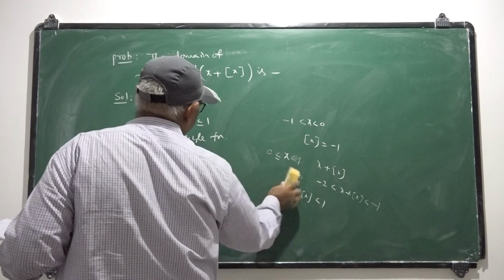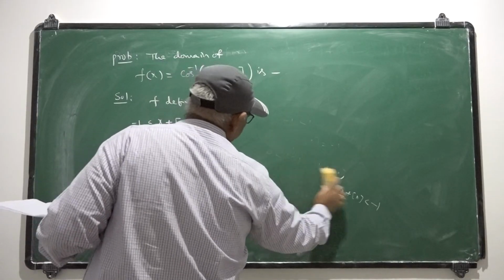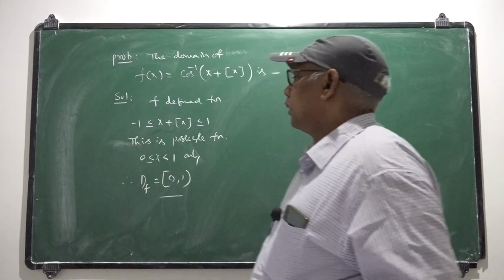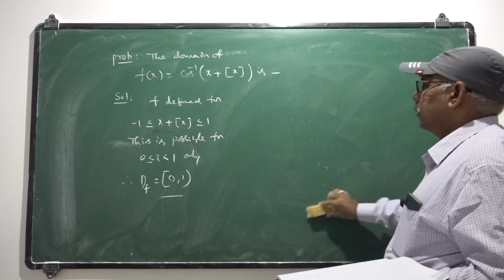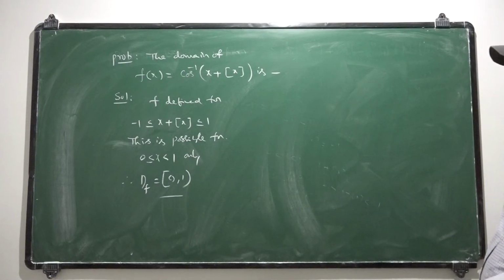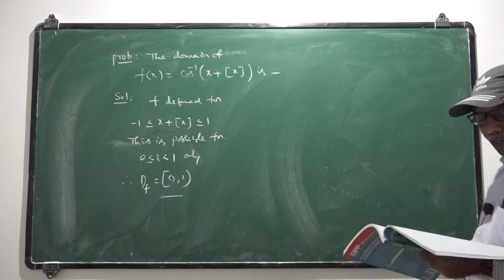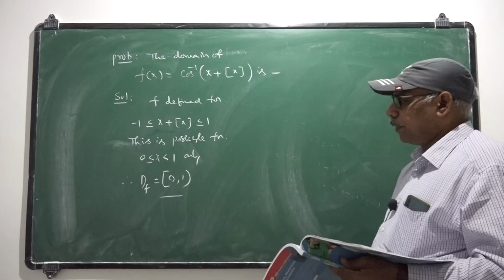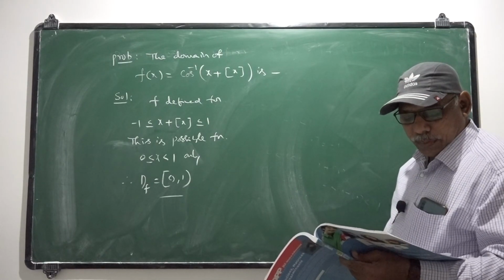Let us observe the values of x which satisfy this inequality. That is possible only whenever x lies between 0 and 1, and x may take the value 0 also. Hence, the required domain is the semi-closed interval 0, 1.